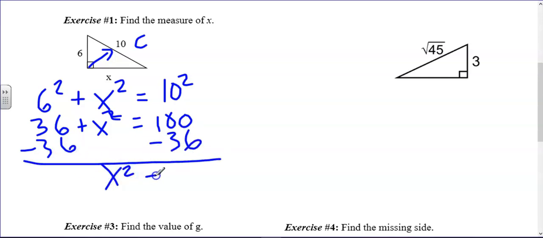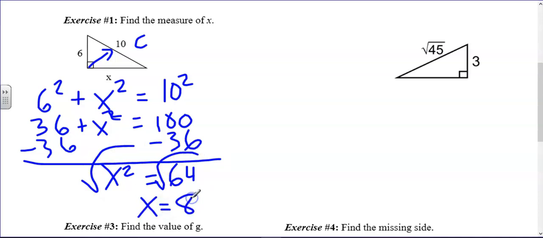X squared equals 64. And then how do you undo a squared? A radical. And this is the length of a side. So when I take the square root, it's going to be positive 8. So the side x is positive 8. Okay, let's look at the next one.